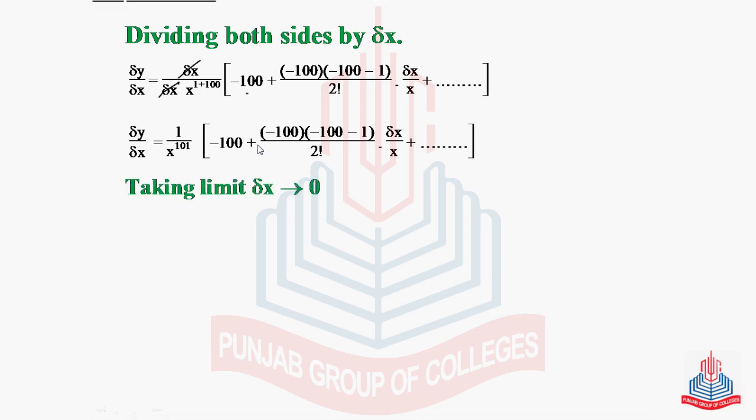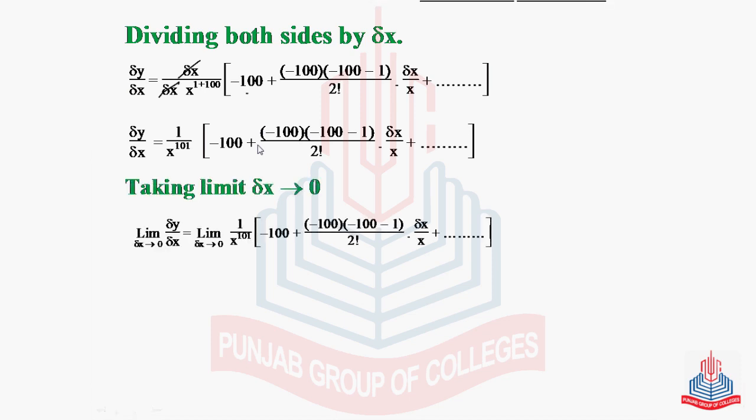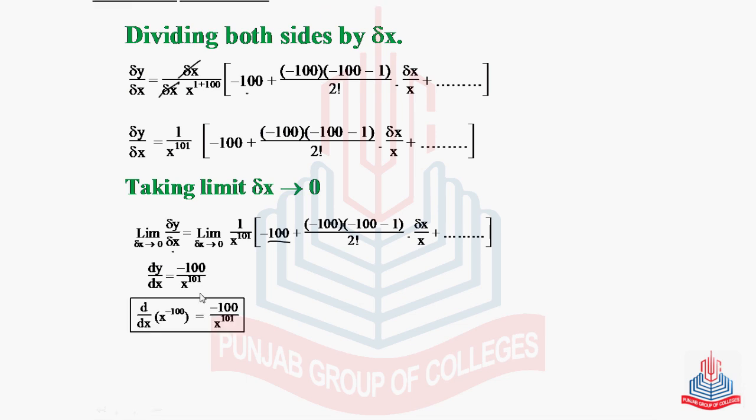Applying limit on both sides, delta x approaches 0. We have limit delta x approaches 0 of delta y by delta x, and on the right hand side limit delta x approaches 0 of 1 over x raised to the power 101, and the bracket portion again the same thing. The left side will become dy by dx, and on the right side after applying limit we have only this first term, which is minus 100, multiplying by 1 over x raised to the power 101. So finally the derivative of the given function, which was x raised to the power minus 100, will become minus 100 into x raised to the power minus 101.